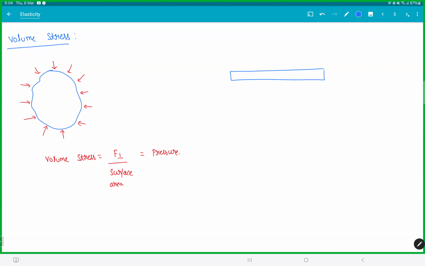So if you take a paper and if you try to stretch it, let's say if you try to apply force like this, what kind of stress is this? You are applying a force perpendicular to this area. So here its force is perpendicular to area. So stretching a paper is actually longitudinal stress.